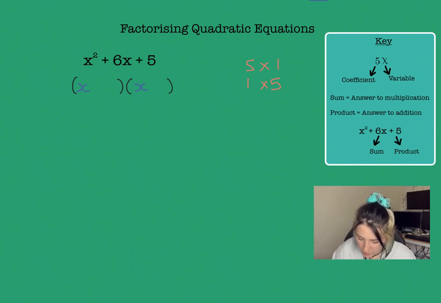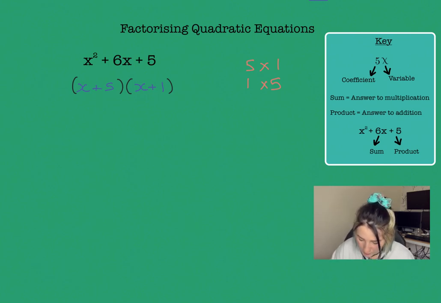Okay, so let's go back to this. We know that we're going to be working with 5 and 1 because if we multiply them together, it makes 5, and if we add them together, it makes 6. So let's put these in our brackets then and we can check. So we know it's going to be a plus 5 and a plus 1. Why do we know it's a plus 5 and a plus 1? Because we're not working with negative numbers, so we know it's going to be a plus. Sometimes if you're working with negative numbers, you'd be writing a minus there.